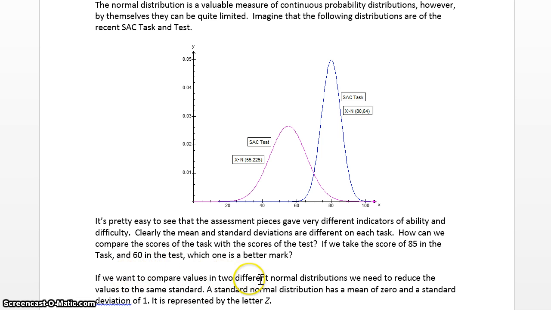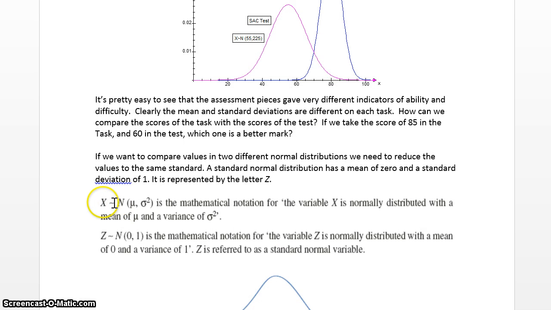So if you want to compare values in two different normal distributions, we can reduce them down to the values of the same standard, and that standard we're going to call the standard normal distribution. This distribution has a mean of 0 and a standard deviation of 1, and it's represented by the letter Z. I'll show you exactly what I mean by that in a second, but if this is the normal distribution, that's the function notation for a normal distribution. This is the function notation of a standard normal. So it's Z rather than X, but it follows the normal distribution with 0 as a mean and variance of 1, and also standard deviation of 1 as well.